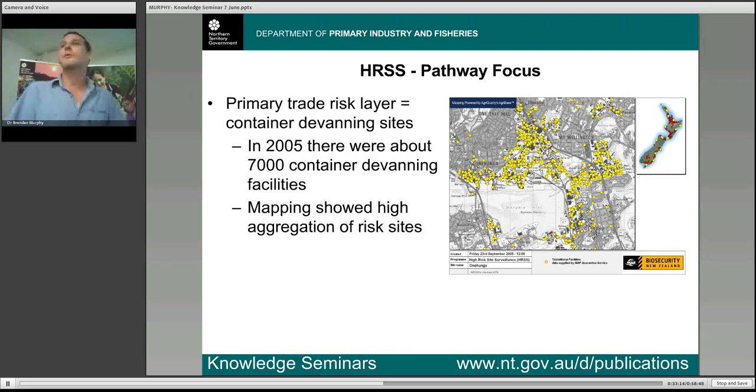So the yellow dots there actually represent the ports that we used to survey, and the red dots indicate the areas that we now have to survey. So our job changed fundamentally in terms of spatial scale.